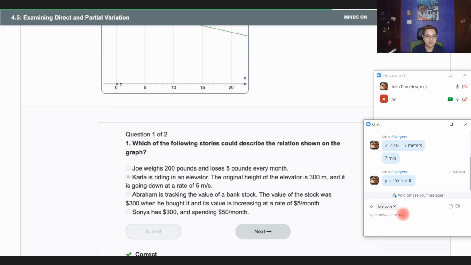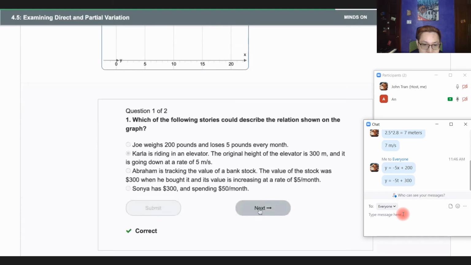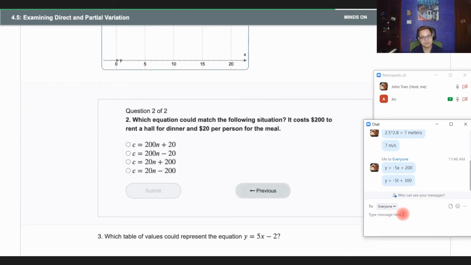Okay, I'm going to write the two equations for you. So basically, original height 300, going down at a rate of 5 meters per second. So minus 5 times t plus 300. So these are the two equations, okay. But why? It's weird. I don't know. Maybe let's go to the next question.